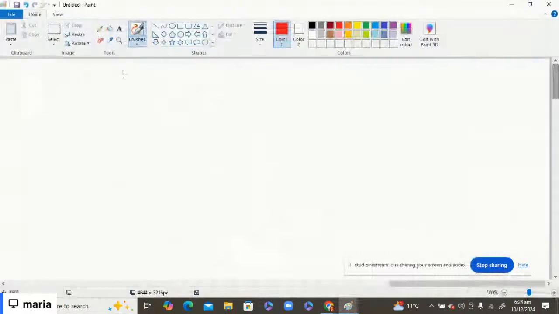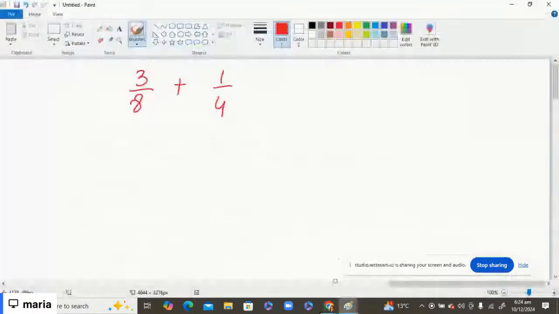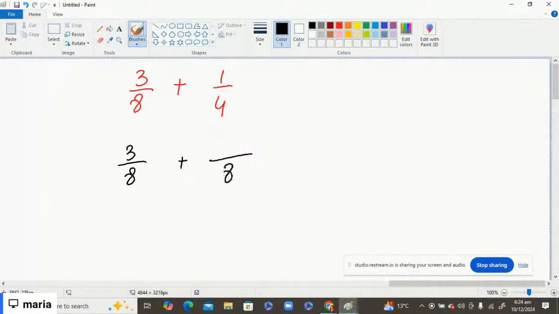So it's 3/8 and 1/4, addition. How can we solve this one? As we know, 8 is the greater denominator. What is the smallest denominator here? 1/4. So this 4 becomes equal to 8. How? Multiply and divide by the same number. So multiply and divide with 2. 2 times 1 is 2, 2 times 4 is 8. So here the answer we get is 2/8.